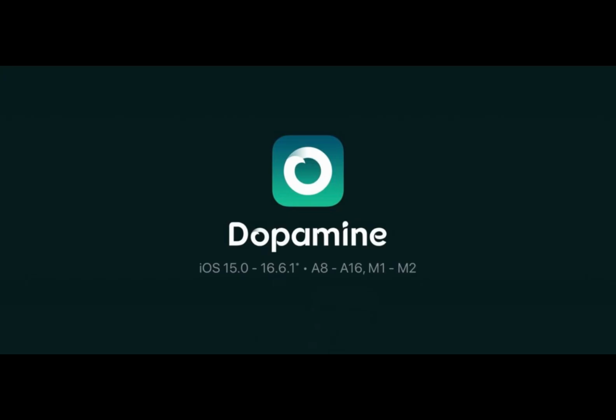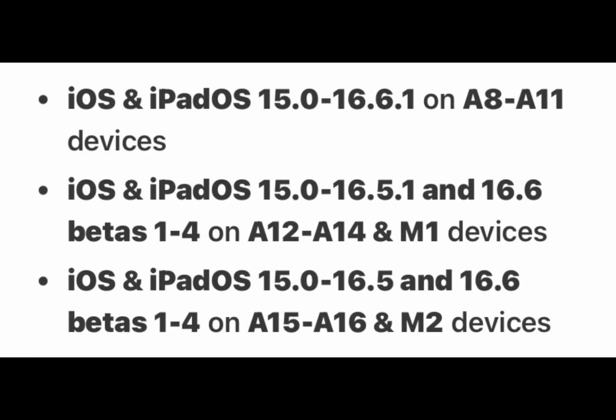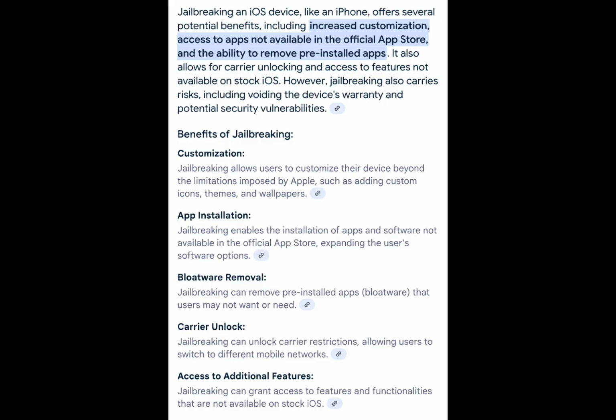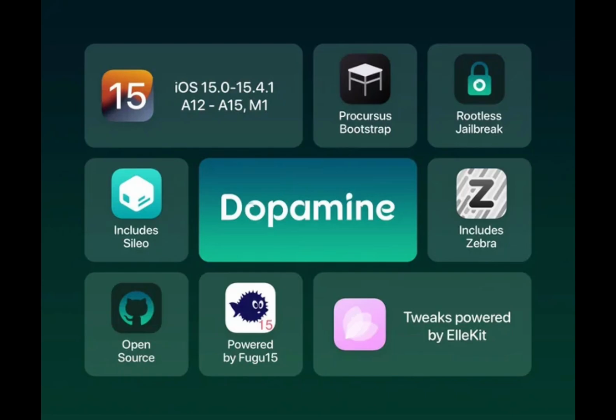Dopamine is a semi-untethered jailbreak designed for iOS 15 and some early versions of iOS 16. It allows you to customize your iPhone, install tweaks, themes, and do things Apple normally doesn't allow, all without needing a computer once it's set up. It's made specifically for A12 to A15 devices and is considered one of the most stable jailbreaks available.